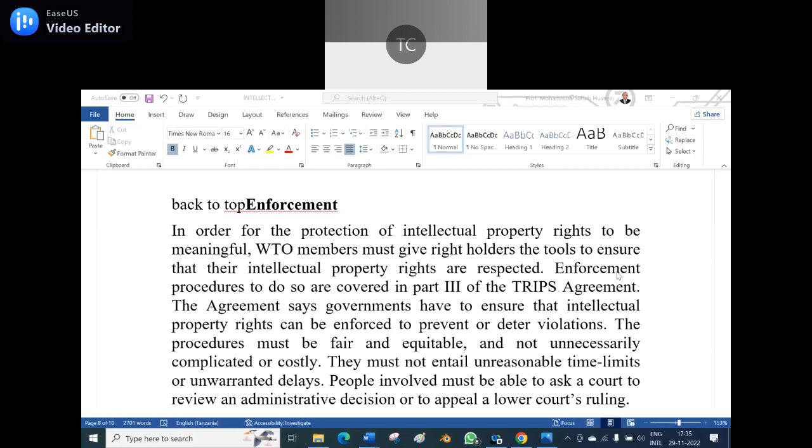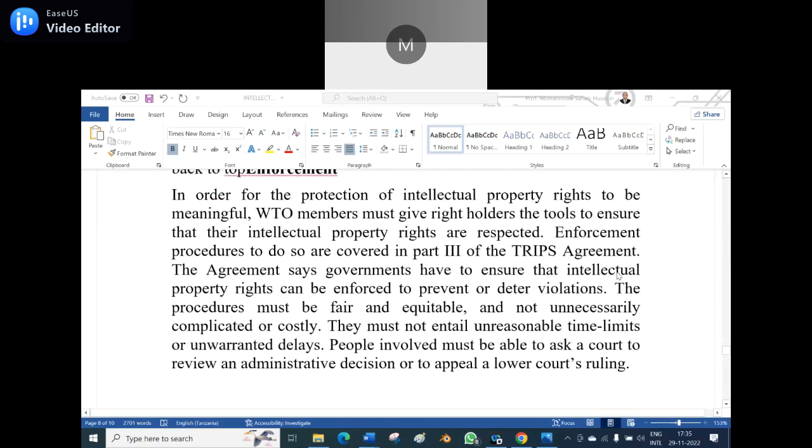Okay, WTO members must give the right holders the tools to ensure that their intellectual properties are respected. That's why enforcement procedures to do so are covered in Part 3 of the TRIPS agreement. So the enforcement machinery is there in Part 3 of the TRIPS agreement. What is TRIPS? It is an acronym. What is the full form of TRIPS?